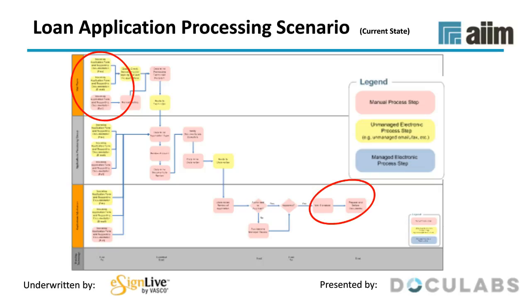And what you see here are baby colors, a lot of pink and yellow. The pink boxes are manual process steps like sorting and routing mail and paper documents, and of course wet signatures on paper in most of them. The yellow boxes are unmanaged electronic process steps like sorting and routing of emails and images and e-faxes. There are no blue boxes, which would be good managed electronic process steps.